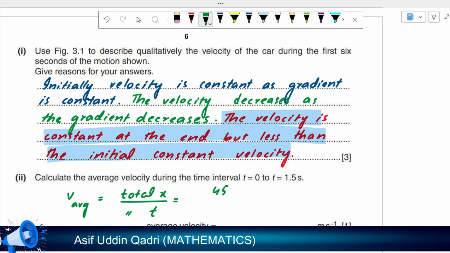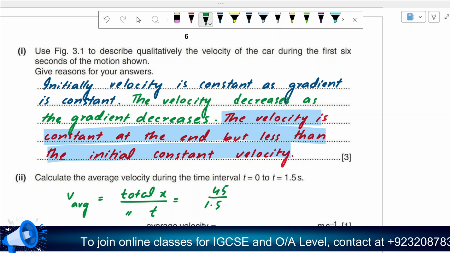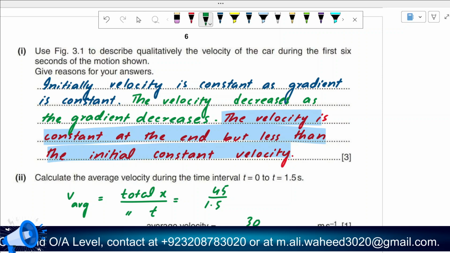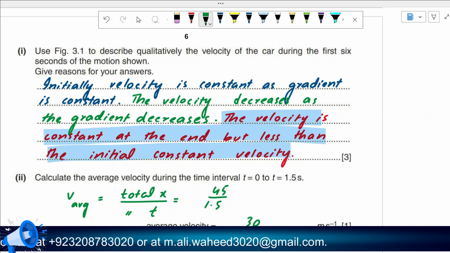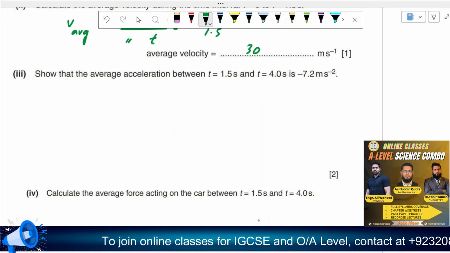So the total displacement is 45 and the total time is 1.5 second. So 45 divided by 1.5, we get 30. We write it down as it is, 30 meter per second. No other answer, by the way, is acceptable. If you write 44 divided by 1.5, or 46 divided by 1.5, you'll be getting the wrong answer, because in this graph you can clearly read that the point is exactly in the middle of 44 and 46. Anyway, let's move on to the next one.